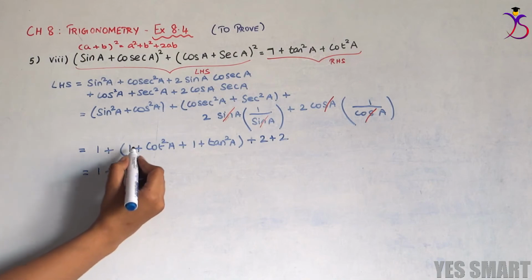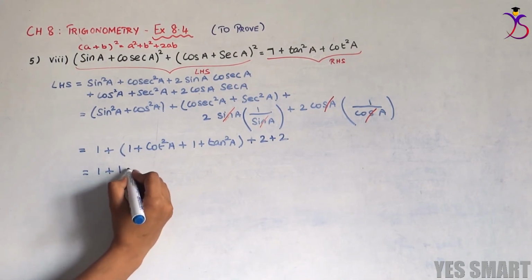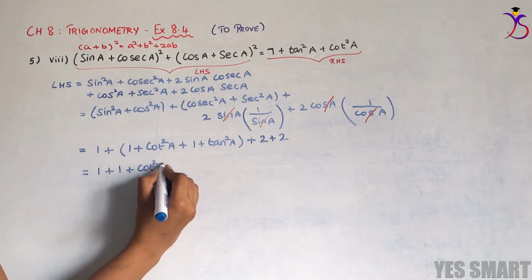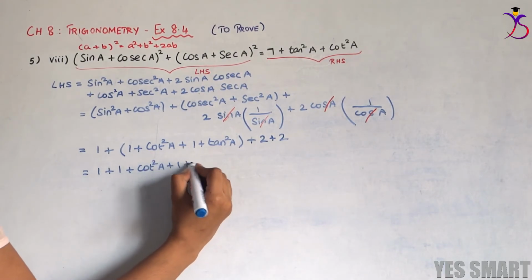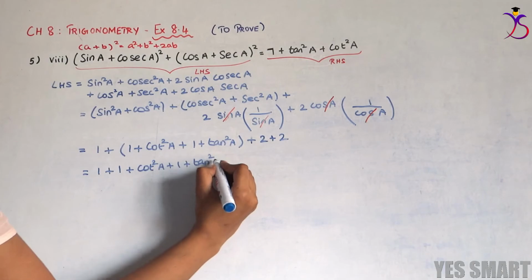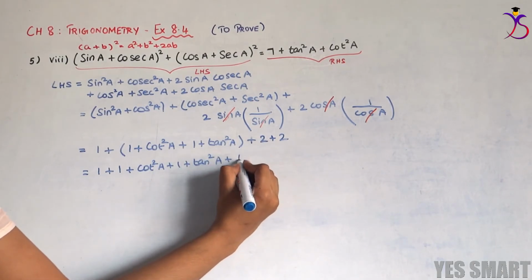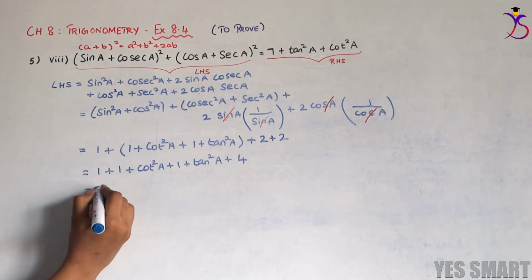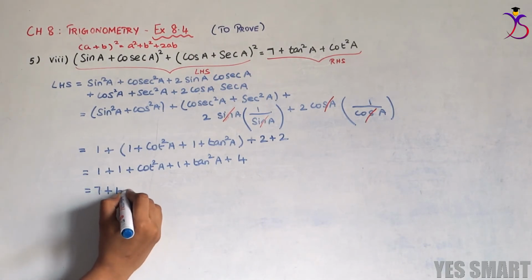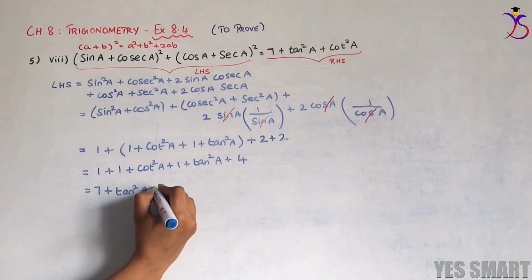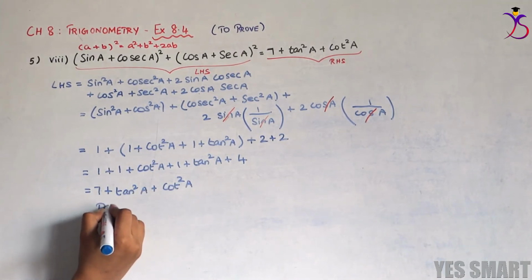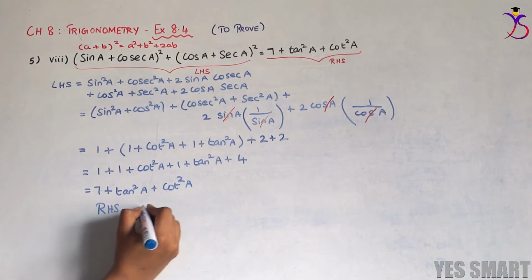Next, we will have 1 plus cot square A plus 1 plus tan square A plus 4, because 2 plus 2 is 4. Now 4 plus 1 plus 1 is 6, plus 1 is 7, so 7 plus tan square A plus cot square A. The remaining 2 terms I am just writing as it is, which is the RHS, hence proved.